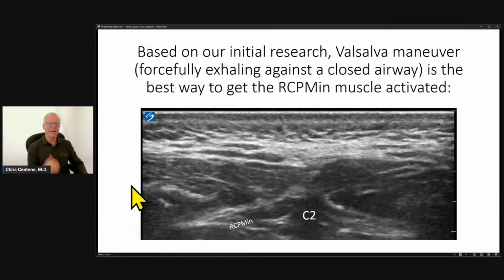So at the end of the day, we want to work the muscle. So treat the nerve plus work the muscle, I believe, is the way to deal with this particular issue if you've got it. And how you work the muscle is this Valsalva maneuver, not with moving your head, it seems like.